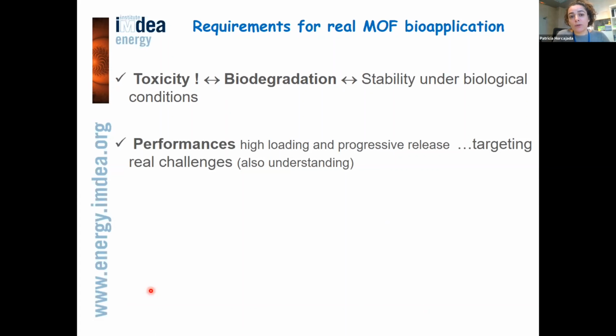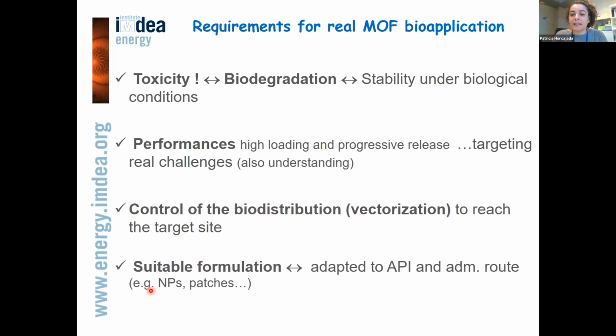This means high loadings and progressive release of the active ingredient, in this case targeting real challenges, without forgetting also the understanding of the processes to improve their performances. And also a precise control of the biodistribution to reach the target sites, increasing the efficiency and decreasing the toxicity effects. This is, of course, related to the suitable formulation, and we have to consider both the active ingredient and also the administration route.